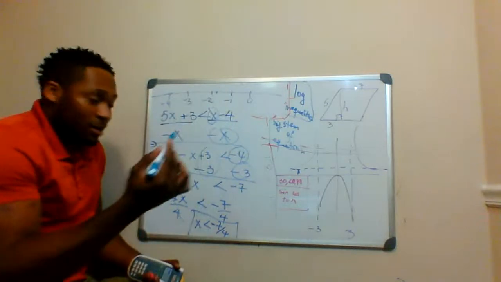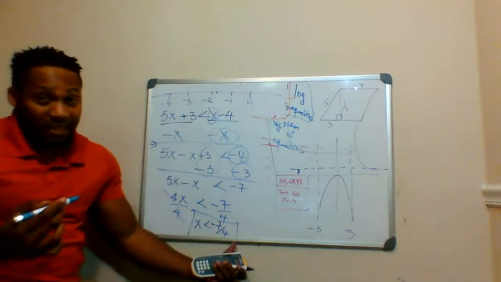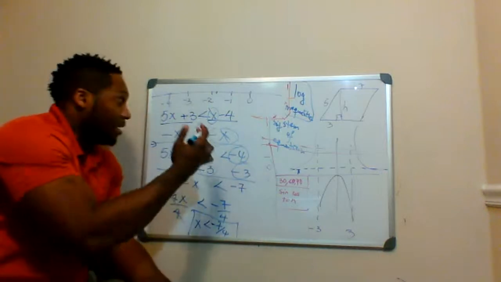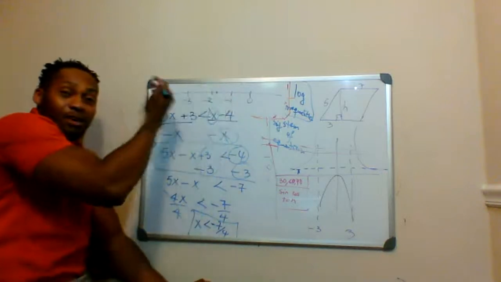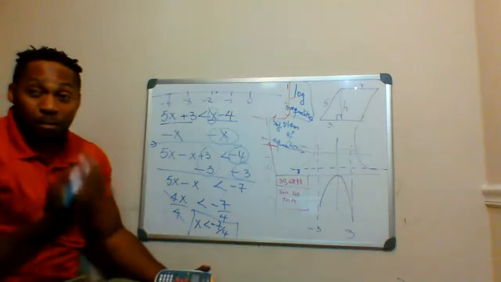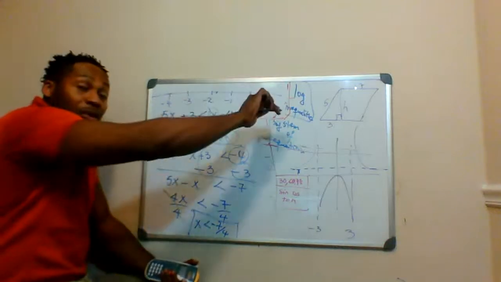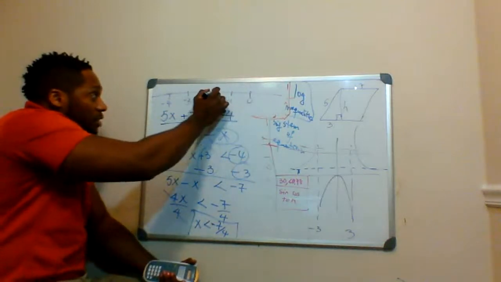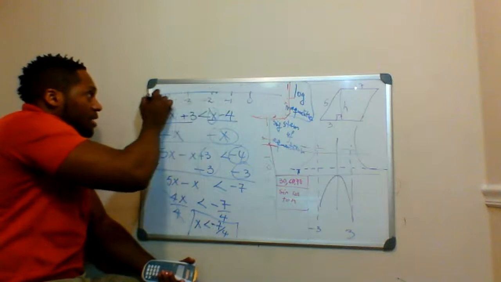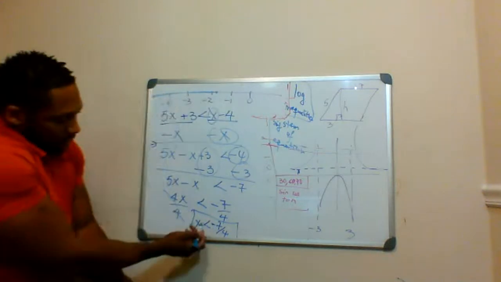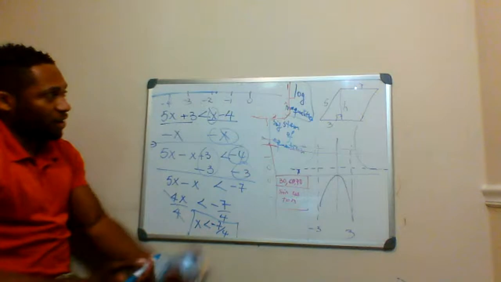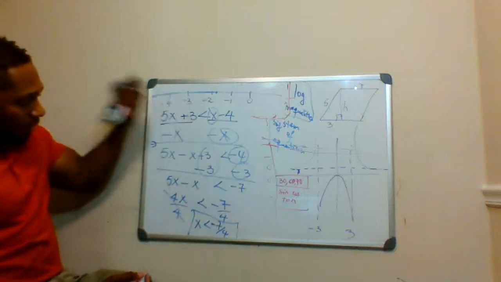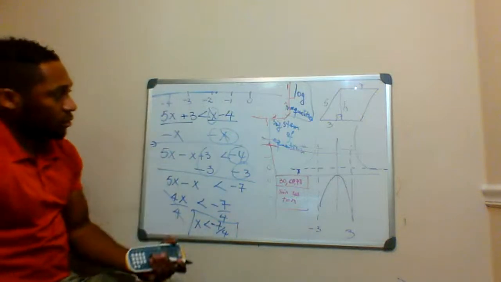So I know x is less than that number. So if I have anything less than that, it is part of the solution. So I can go this way. I cannot go this way. And I go this way. Anything that's less than negative 1.75. That's what it says here: x is less than negative 7 over 4. So anything that's to the left of that is part of the solution.